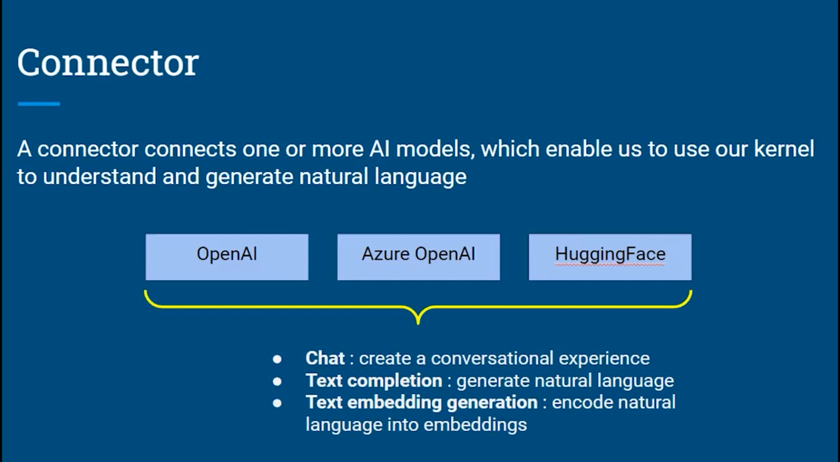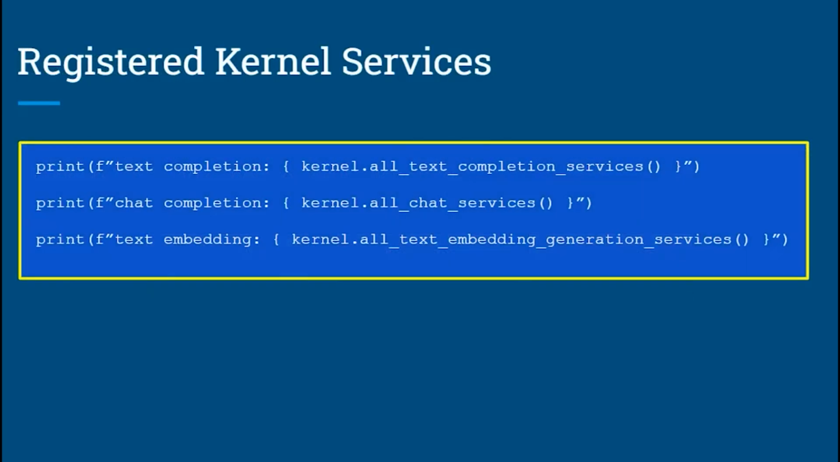complete it? Third are what are called text embedding generation models, and these would encode any natural language into multidimensional embeddings. And we'll be demonstrating how to make use of embeddings when we cover memories and how to do local retrieval to augment an existing large language model shortly. Let's now take a look at how to find out what are the registered text completion, chat, and embedding services that exist within the semantic kernel.